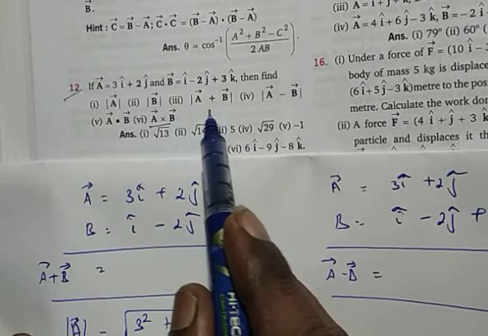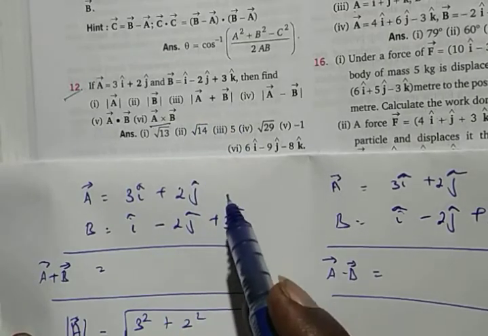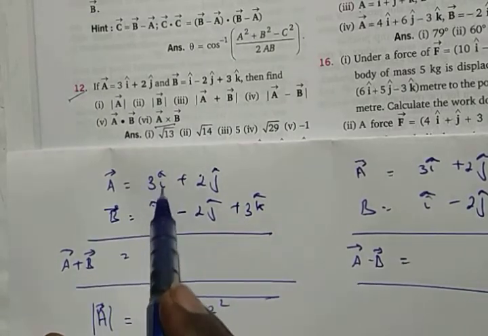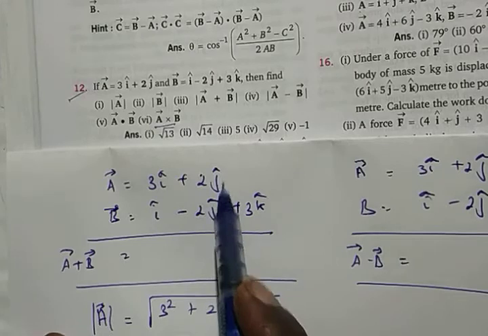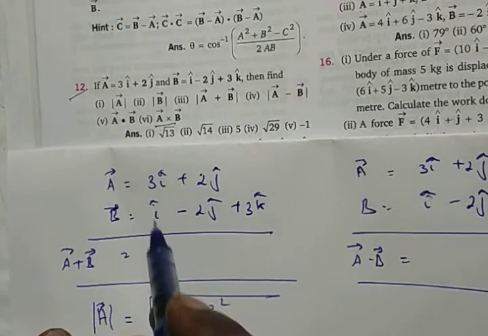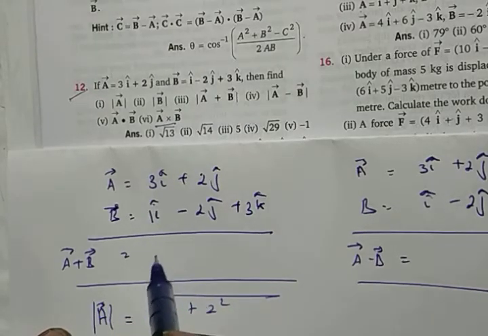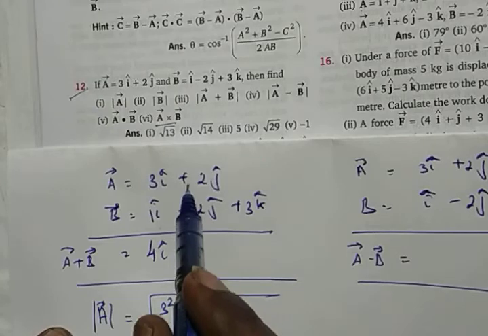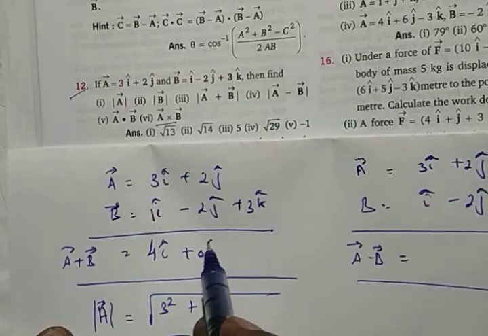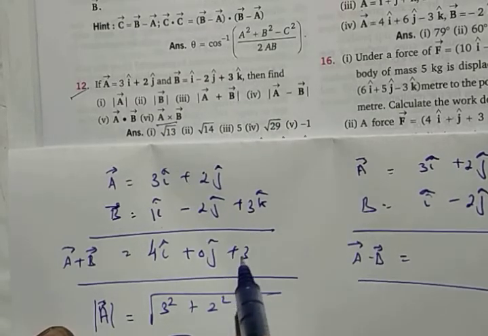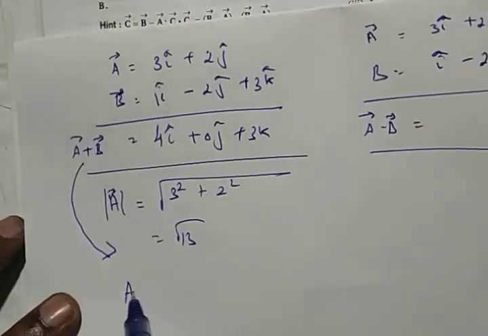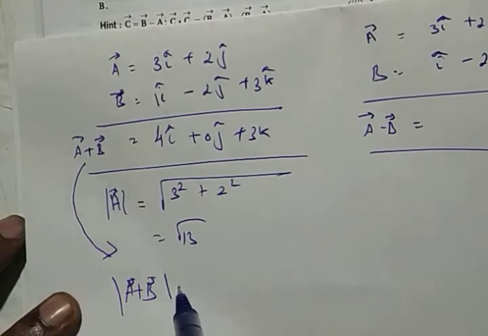A plus B: how to find the addition of two vectors. So this is the A vector, B vector here. Wherever you have to add, just put i cap, j cap one below another and add both of them. Straight away add this one. 3 and plus 1, 4 i cap. And here 2 minus 2, this will become 0 j cap. And then here plus 3 k cap. That's all.